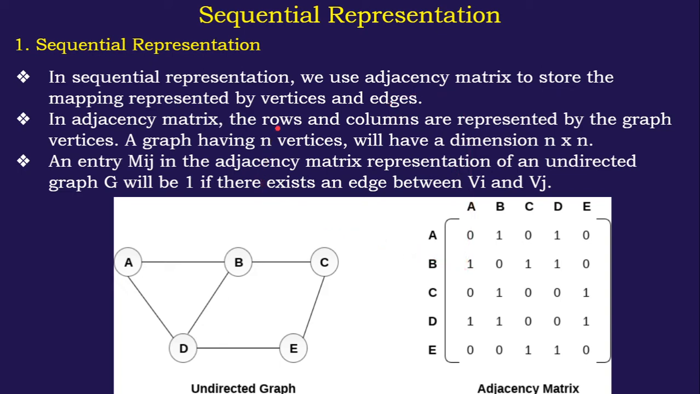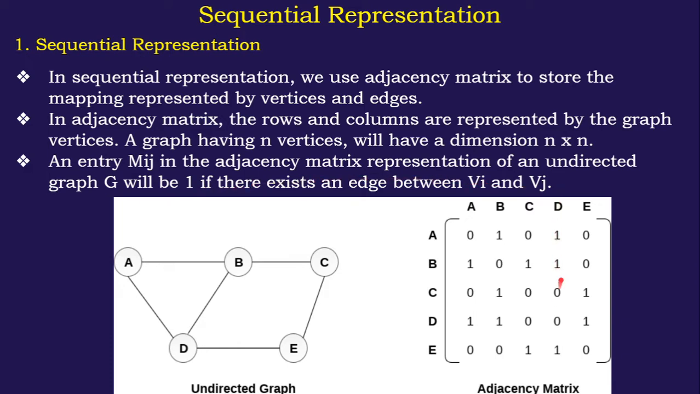And then we have rows and columns which are represented by the graph vertices. So all the vertices are given both row-wise as well as column-wise. That means when you have 5 vertices, this matrix has n by n dimension, like a square matrix. And an entry mij in the adjacency matrix of an undirected graph G will be 1 if there exists an edge between Vi and Vj.